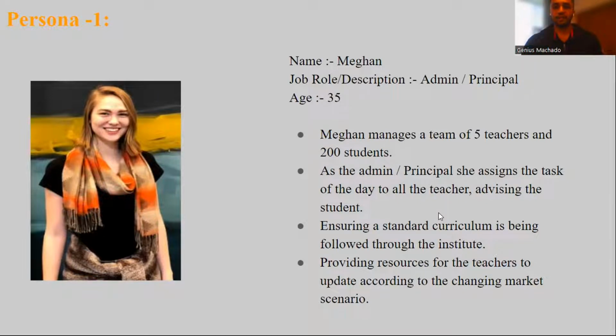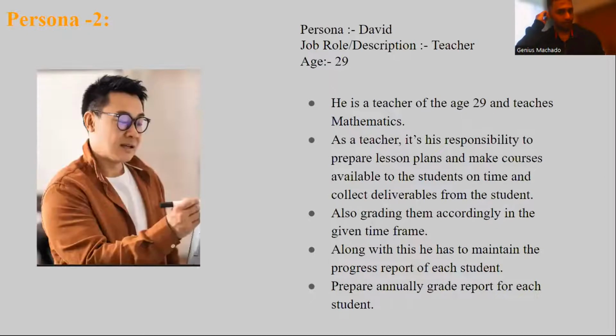The next character we have is David. David is a professor, a teacher at age 29. He teaches mathematics, and it's his responsibility to prepare lessons, quizzes, and exams. Also, he has to make sure all the students are on track and nobody is missing out. He also has to keep track of the attendance and deliver his content, being a teacher.